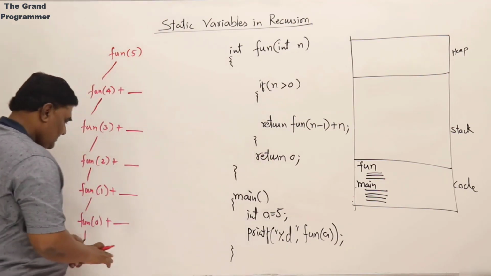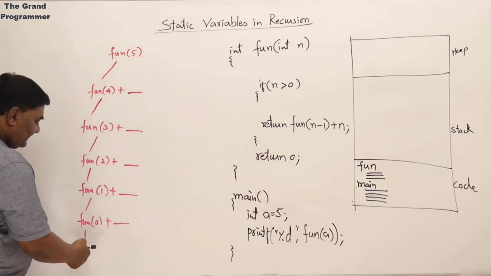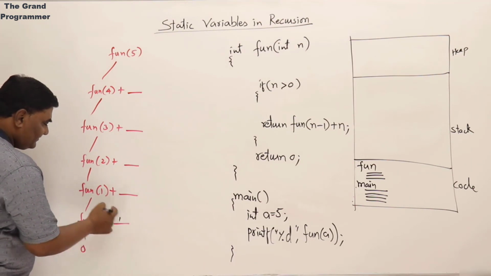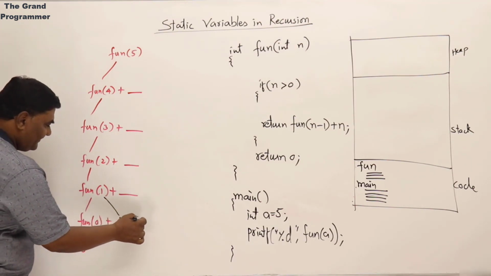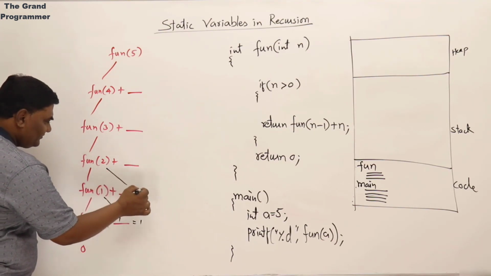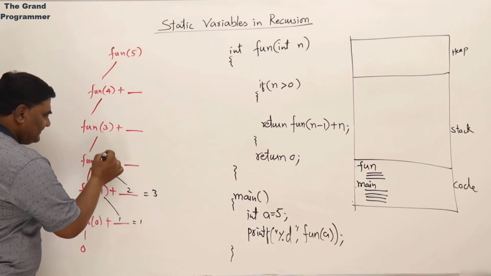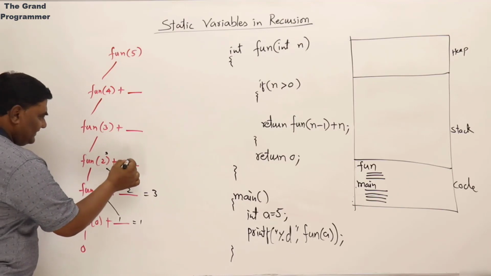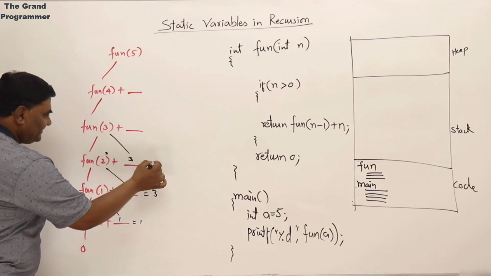This is 0. Now when it goes back, this is 0 plus 1, this is 1, so this will be 1. And the result of this one is 1, plus this is 2, so this will be 3. Then the result of this is 3, and this is 3, so this will be 6.